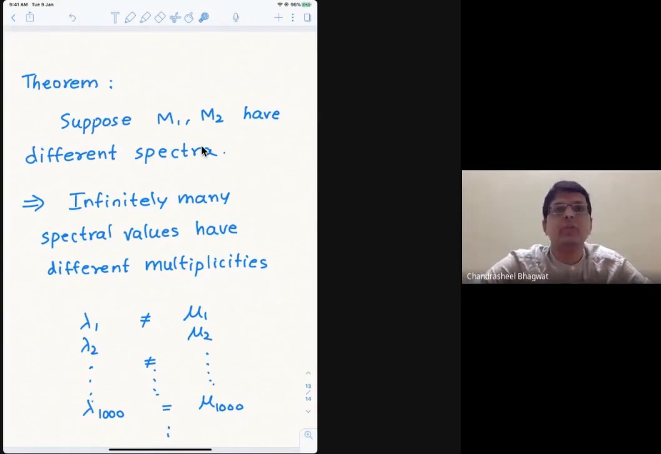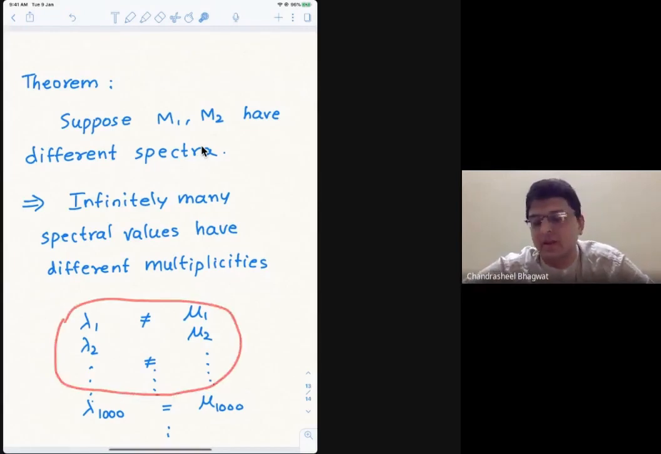The theorem, which is my joint theorem with my advisor Rajan, says that this is not possible. If they are different, they have to be different at infinitely many places. It cannot happen that only finitely many are different, and after that they are the same.